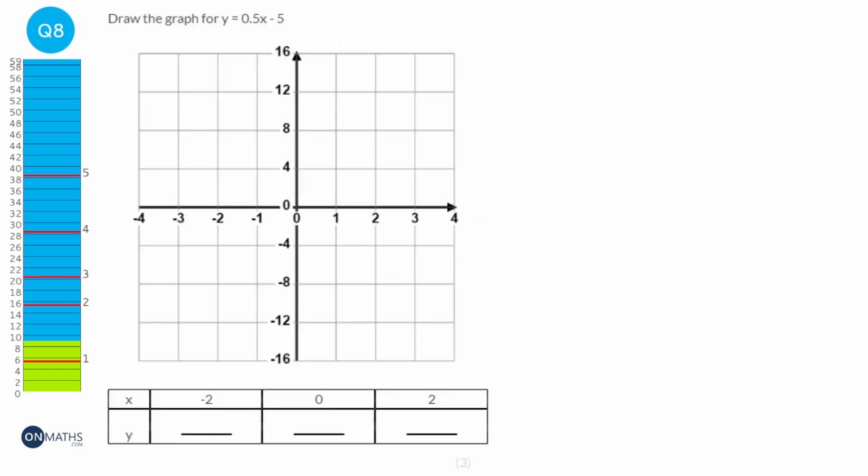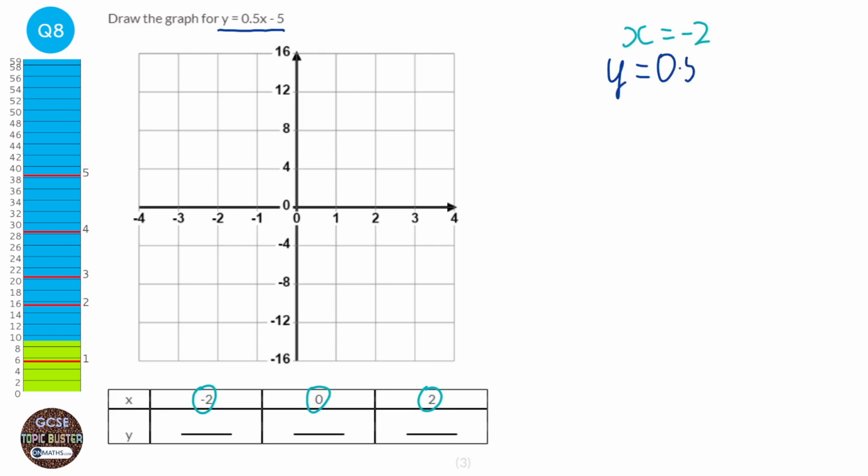So to draw this graph, what we're going to do is just pick 3 points for our x values. So we're going to start off with x equals minus 2 and feed that into the equation. So we've got y equals 0.5 times minus 2, take away 5. So half times 2 is just 1, and a positive times a negative is a negative. So it's going to be minus 1, take away 5, and minus 1, take away 5 is going to be minus 6.